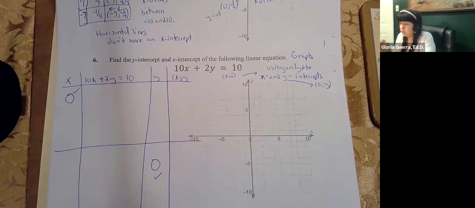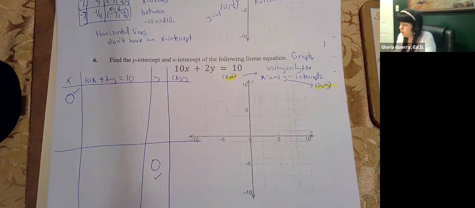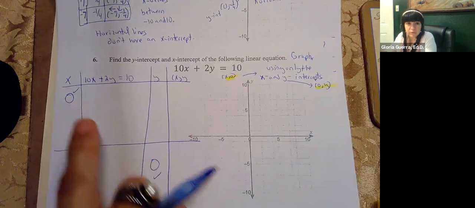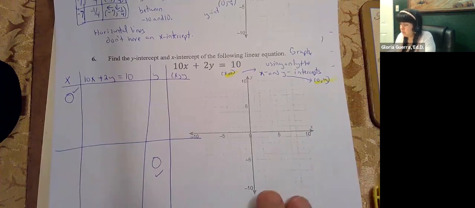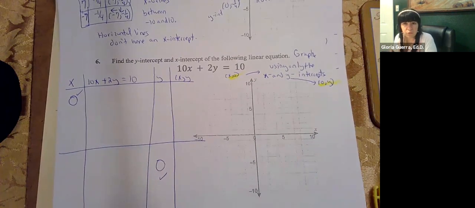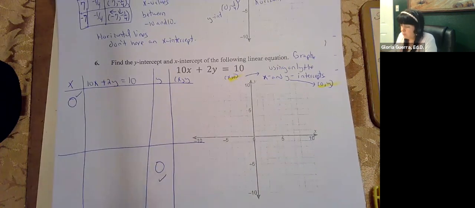That's required. Any other points like 1, 2, or -2, 5, or 6, 3, those are not important here. Those are not intercepts. The teacher's looking for the involvement of zeros. And there are 2 of them, the x-intercept and the y-intercept. It doesn't matter which one you do first, but you need both.